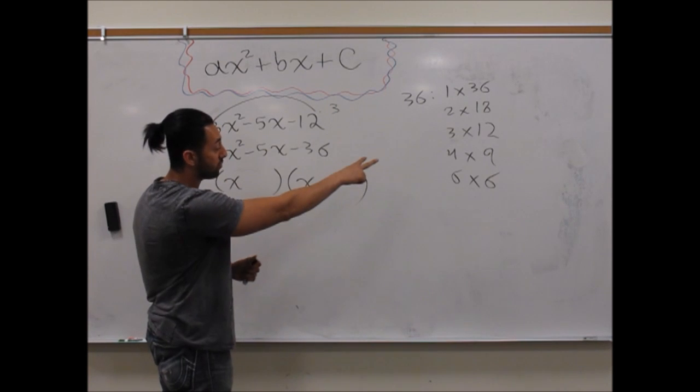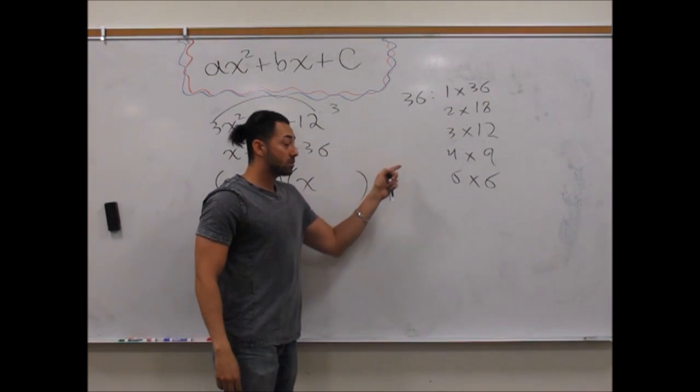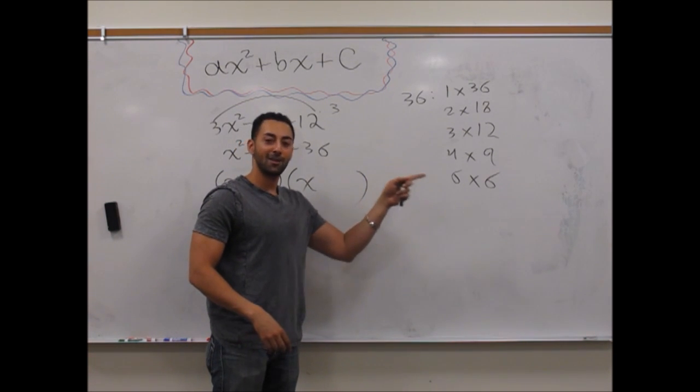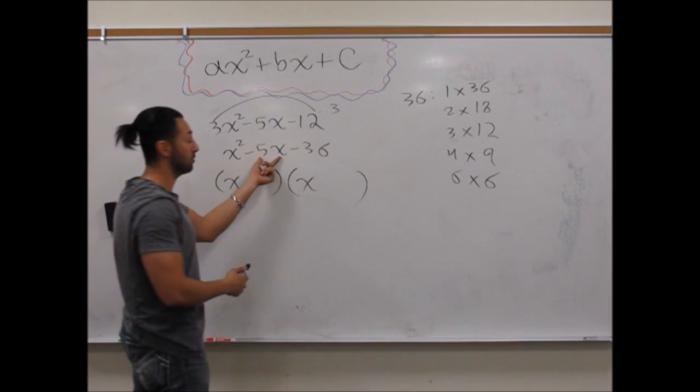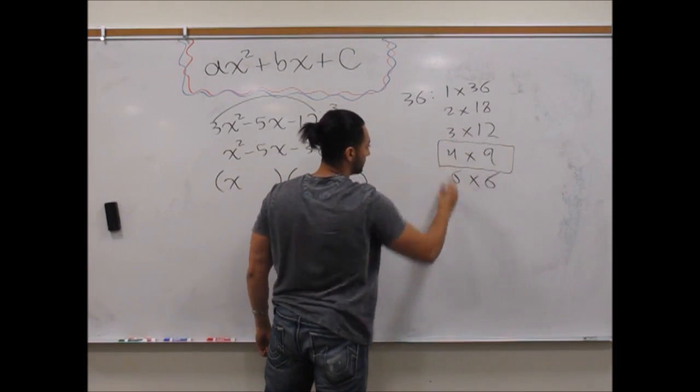It's not working. 4 and 9. We might have something here. 4 plus 9 is 13. Not good. But 9 minus 4 is 5. And that's what we want here, right? So that's the one that we're going to go with.